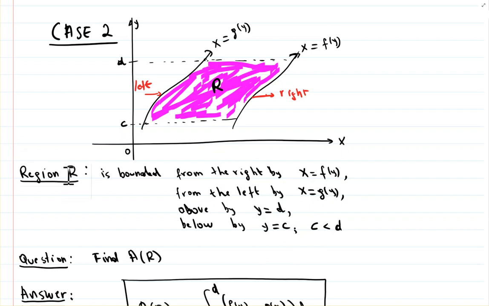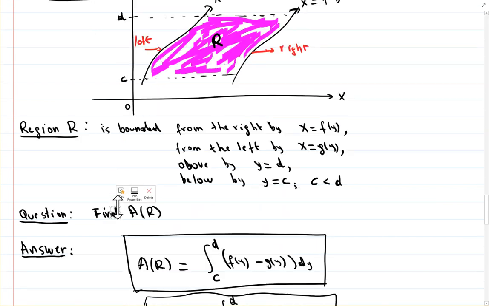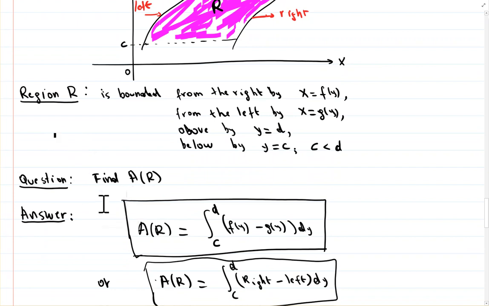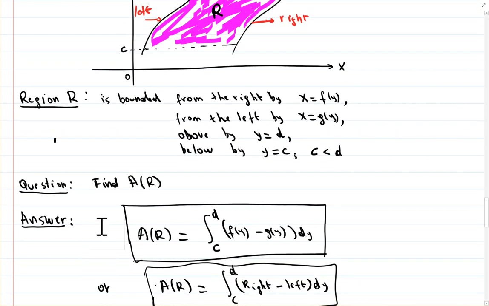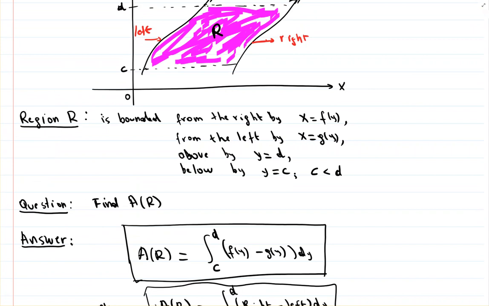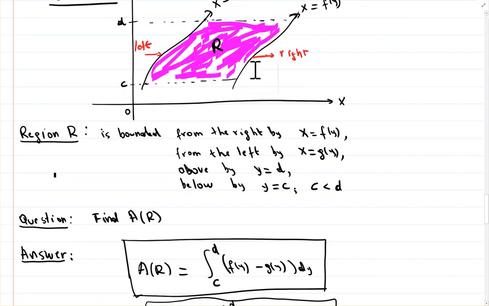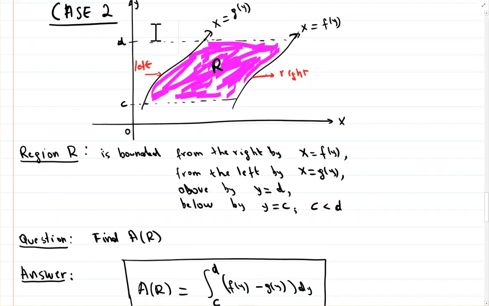Here we describe the region R to be bounded from the right by x equals f of y, from the left by x equals g of y, above by y equals d, and below by y equals c. Again, the question is to find the area of this region R. The answer is that this time we're going to integrate the difference of two functions: the function to the right minus the function to the left. So we integrate f of y minus g of y dy.